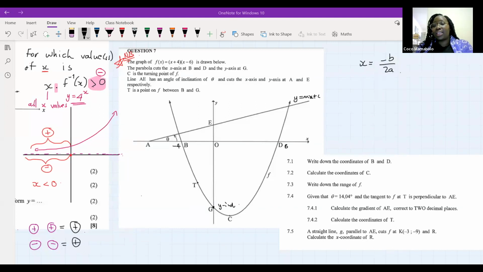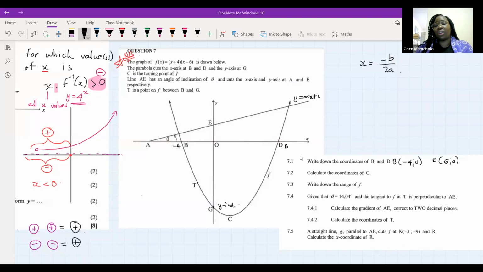All right, so it says here, write down the coordinates of B and D. I've already beaten them to it. I can do that. The coordinates are -4 and 0. That's B, and D is 6 and 0. So the more we interpret, the easier it is to find the answers that we're looking for.